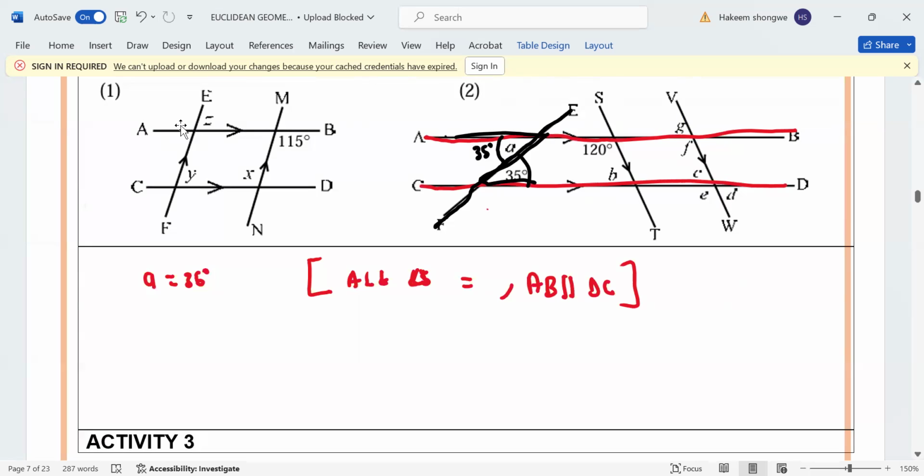Now let me repeat this again, guys. Angles can alternate and not be equal. It's possible for angles to alternate but not be equal. What makes alternating angles to be equal is the parallel lines.